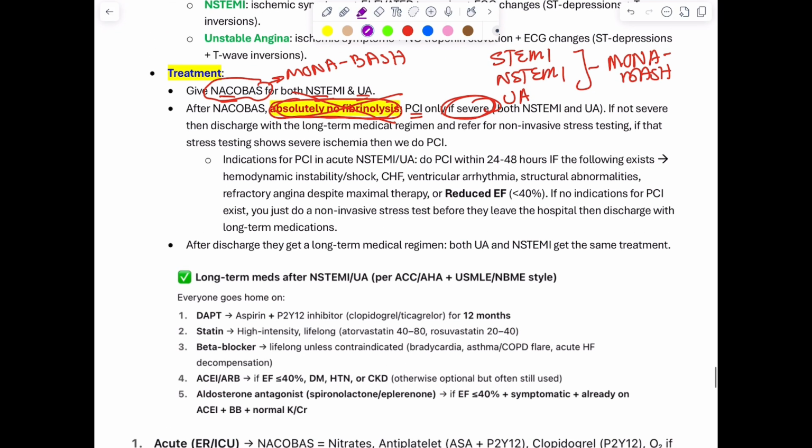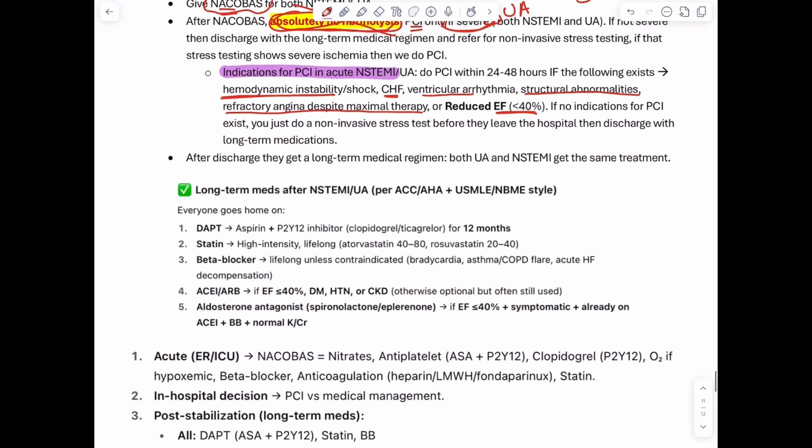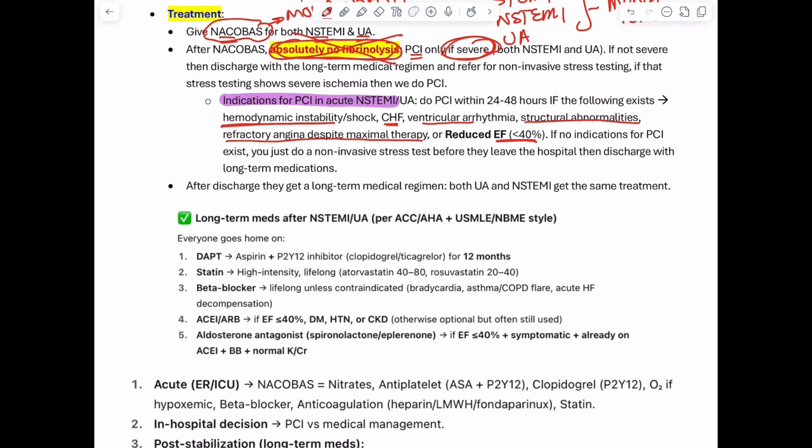So what makes NSTEMI and unstable angina so bad that they need a PCI like STEMI? They have these features: hemodynamic instability, like if they're in shock, if they have congestive heart failure or ventricular arrhythmia or structural abnormalities. These are just really sick people with dangerous features. Reduced ejection fraction, okay? But if you don't have any of these, if it's a stable patient who just happened to have some unstable angina pain and they're fine now after you give them the MONA BASH, then you don't do PCI, and definitely no fibrinolysis. Okay?